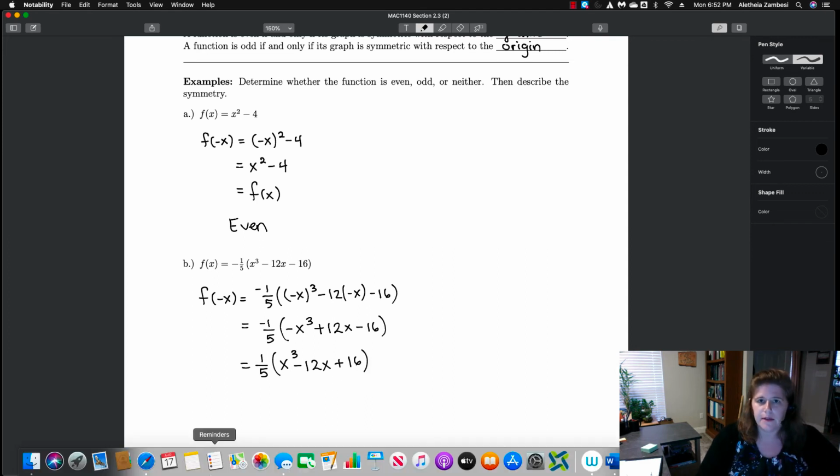So that positive 16 really makes it so that it's not an odd function, not an even function either, because this is not what we started with. So this is neither. It's not even or odd.